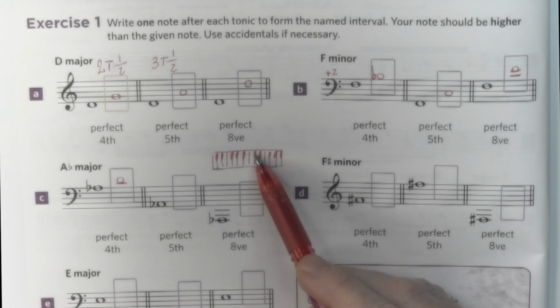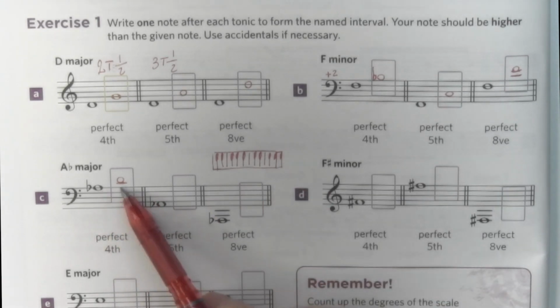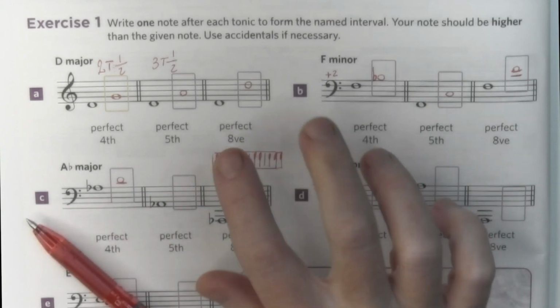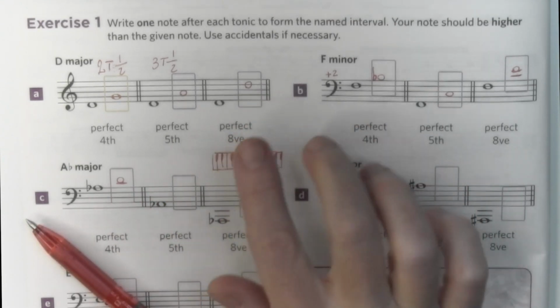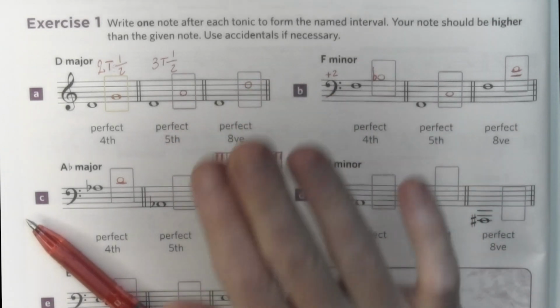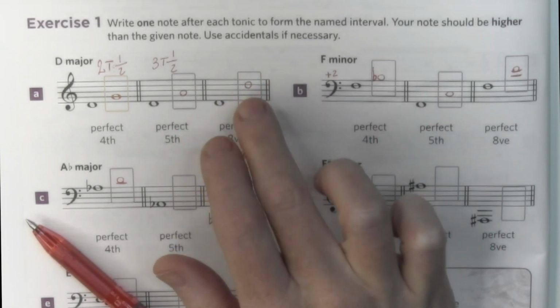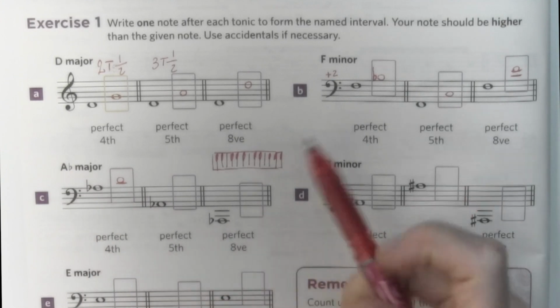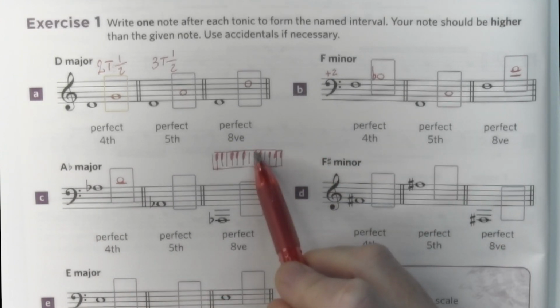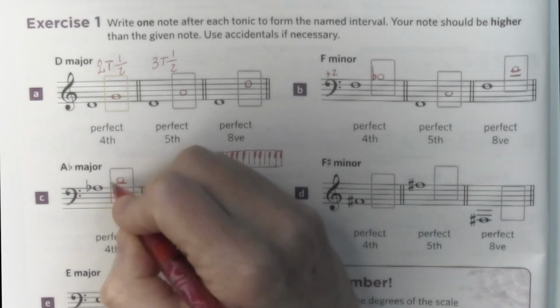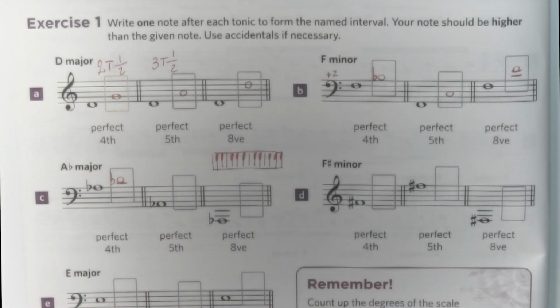But can we call it C sharp? No, because if we call it C sharp, we make this interval a third. La, si, do. We need it to be a fourth. So La, si, do, re. This note here must be called Re. So Re flat, not C sharp.